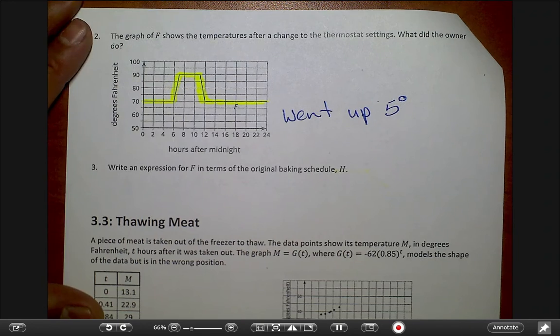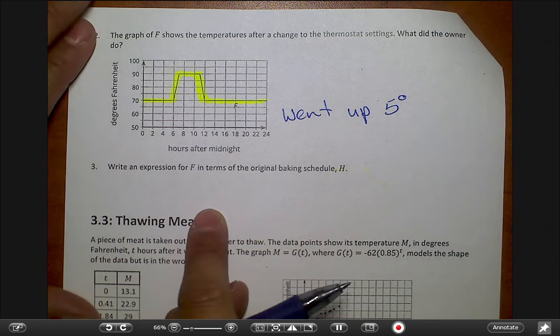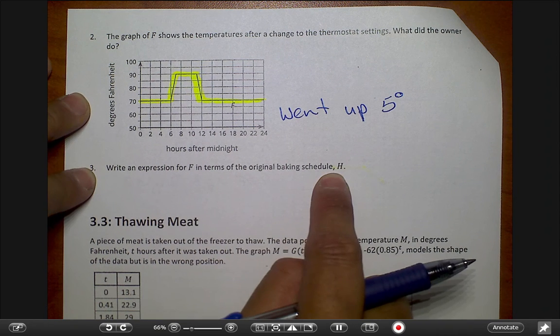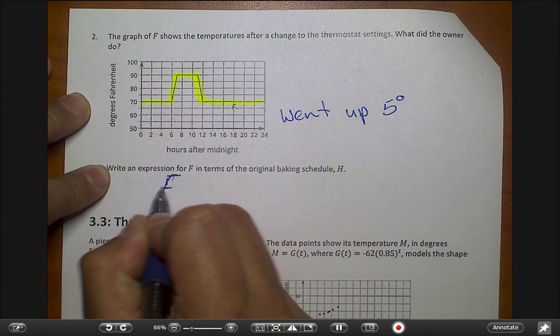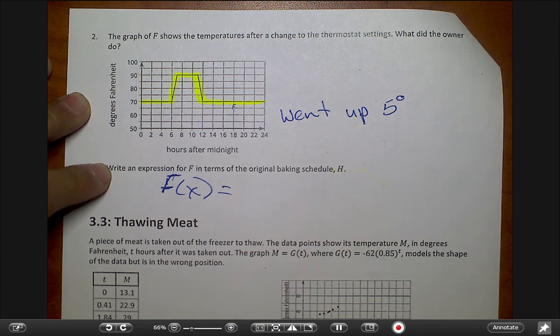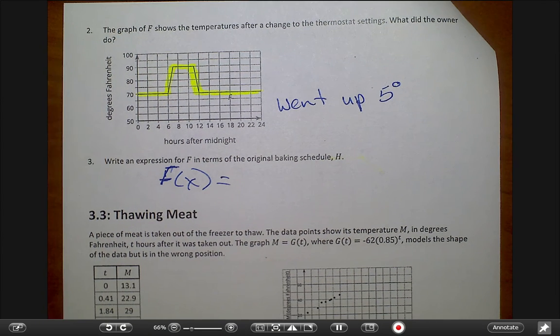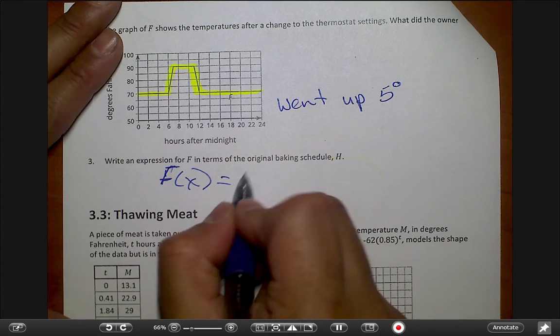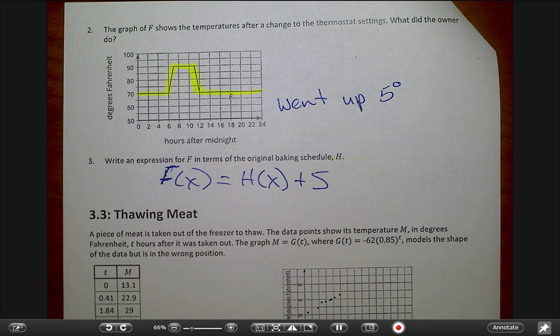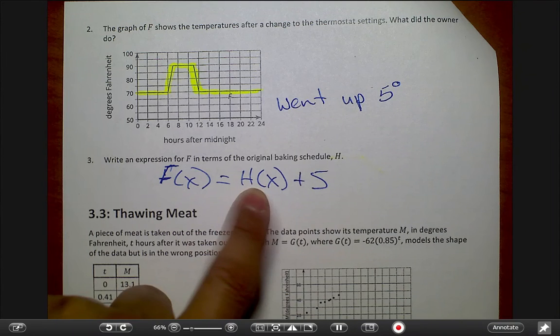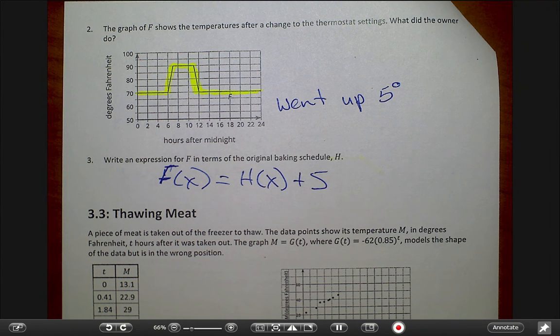All right, so now on this one, we're going to write an expression for this. Okay, write an expression for f. So f of x is equal to what? What do you think it should be? H, right? It's h of x plus 5. Very good. That's all we got to do. Because the whole thing shifts up or down. And this one is going up here. So it's whatever my previous function is, plus 5. It looks just like that on the homework too.